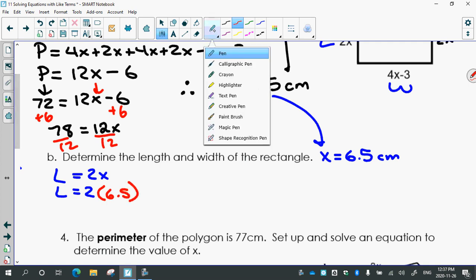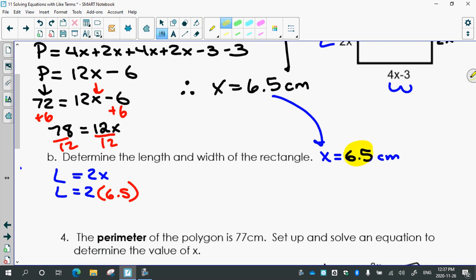Now, do a little highlighting here. We figured out in step 1, or part A, that x was 6.5. So the length is going to turn out to be 2 times 6.5, which is 13 centimeters. Okay, so the length is 13 centimeters. 2 times 6.5. Type that in our calculator and get 13.